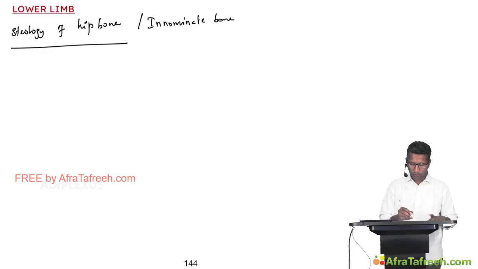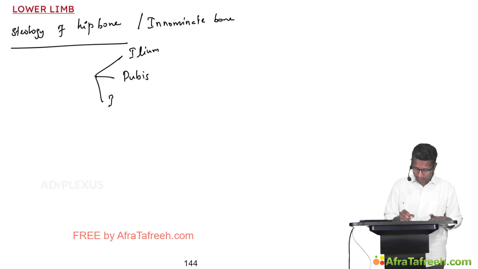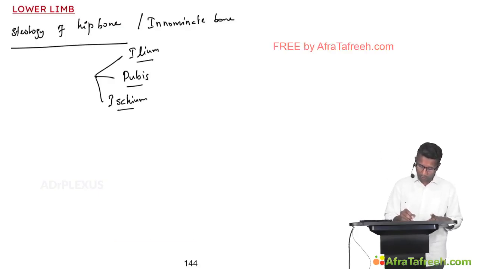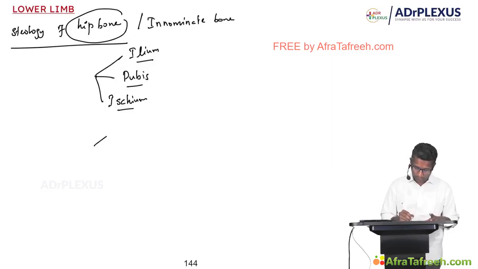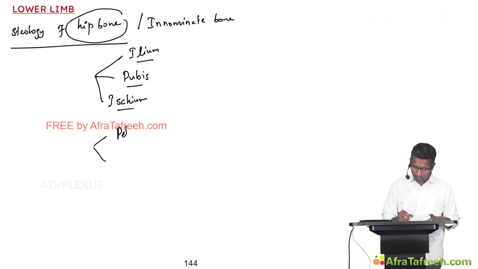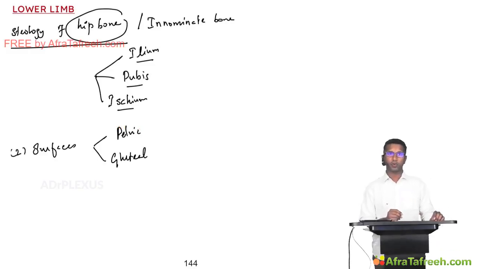This innominate bone has got three parts in it. One part is called the ilium, the other part is called the pubis, and the third part is called the ischium. These three bones join to form a bone called the hip bone. The hip bone has got two surfaces. One is called the pelvic surface, another one is called the gluteal surface.